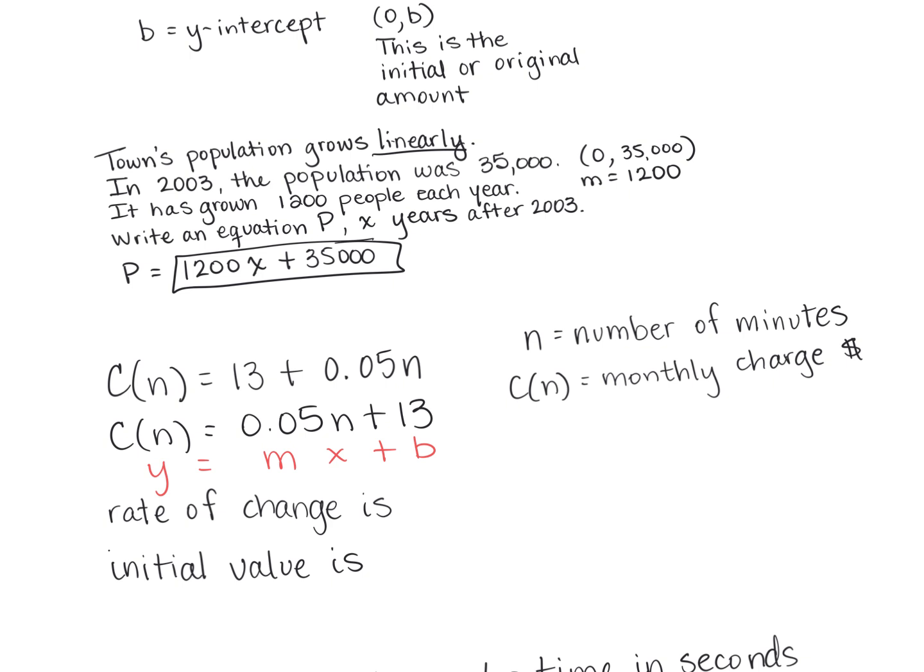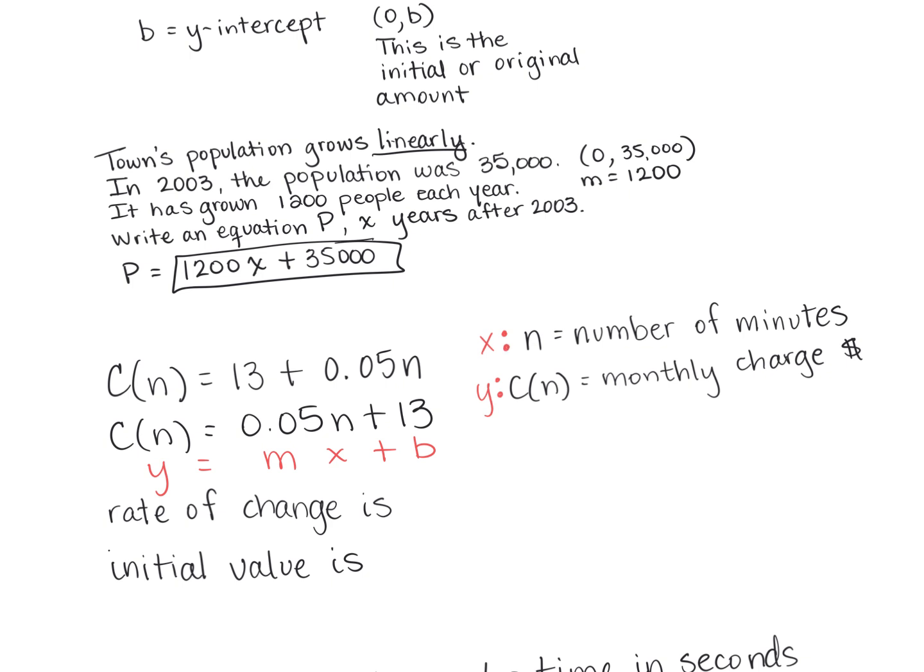Now, just because my equation has changed variables doesn't mean that anything happens. It says that n is the number of minutes that I speak or talk on my cell phone plan, I think is what this is. And then C of n or y are my monthly charges. So if that's the case, then x is the number of minutes that I'm speaking, and C of n is my y value, so that will tell me how much my monthly bill is.